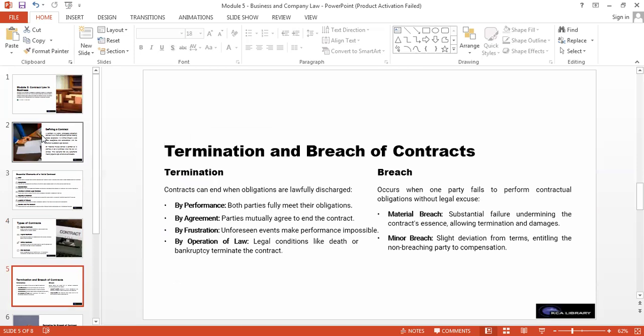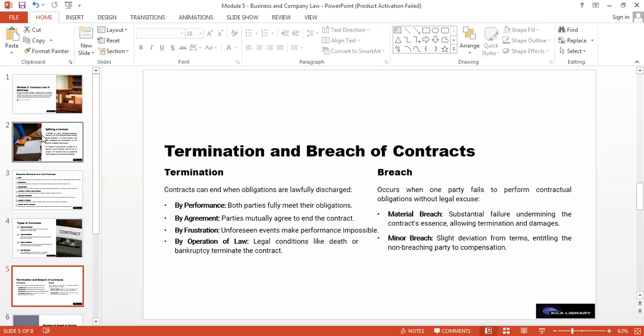We also have termination and breach of contract. For termination of contract, a contract can end when obligations are lawfully discharged, and this can be by performance, that is, both parties fully meet their obligations. Also, by agreement, parties mutually agree to end the contract. By frustration, that is, unforeseen events make performance impossible. And by operation of law, that is, legal conditions like death or bankruptcy.